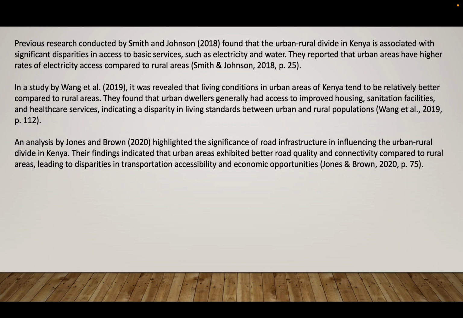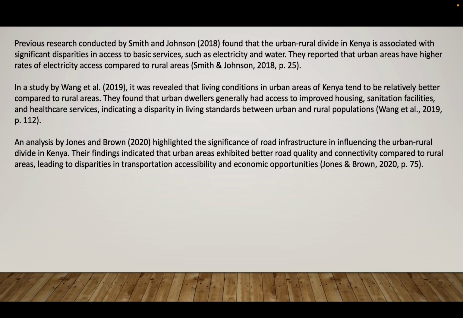Previous research conducted by Smith and Johnson in 2018 found that the urban-rural divide in Kenya is associated with significant disparities in access to basic services such as electricity and water. They reported that urban areas have higher rates of electricity access compared to rural areas.